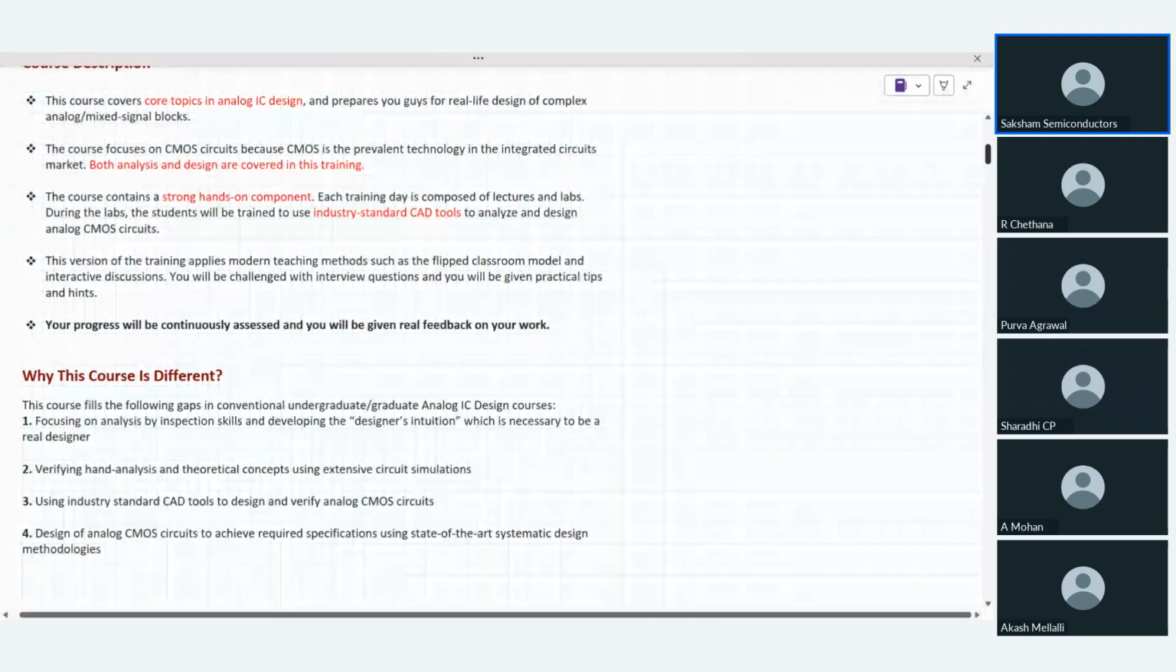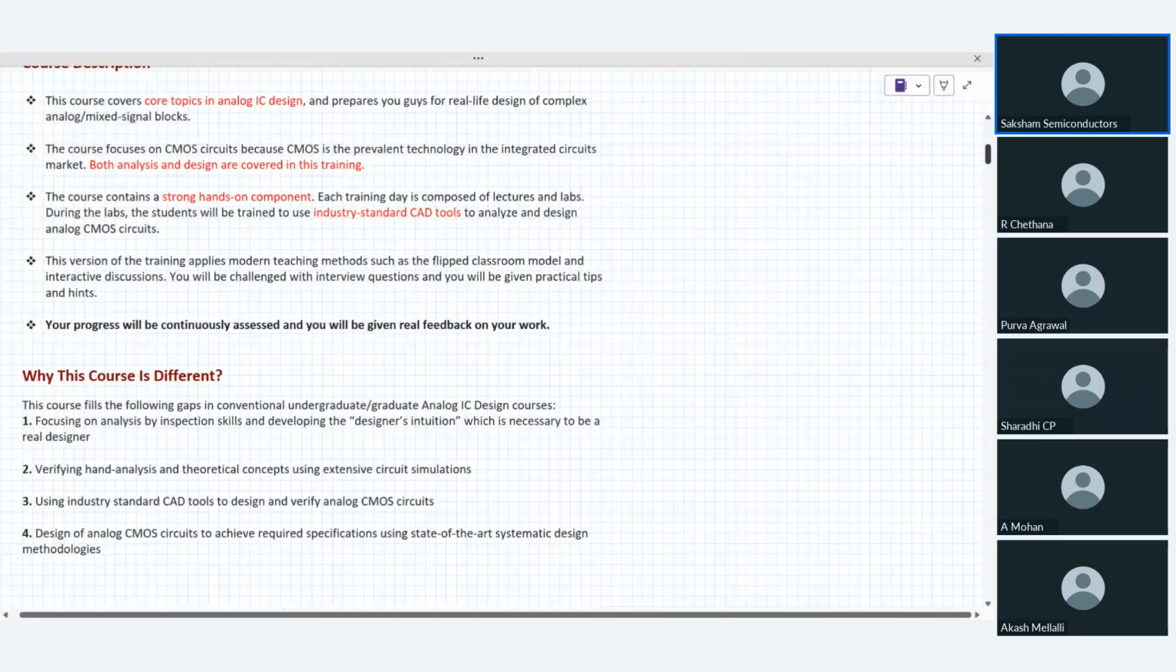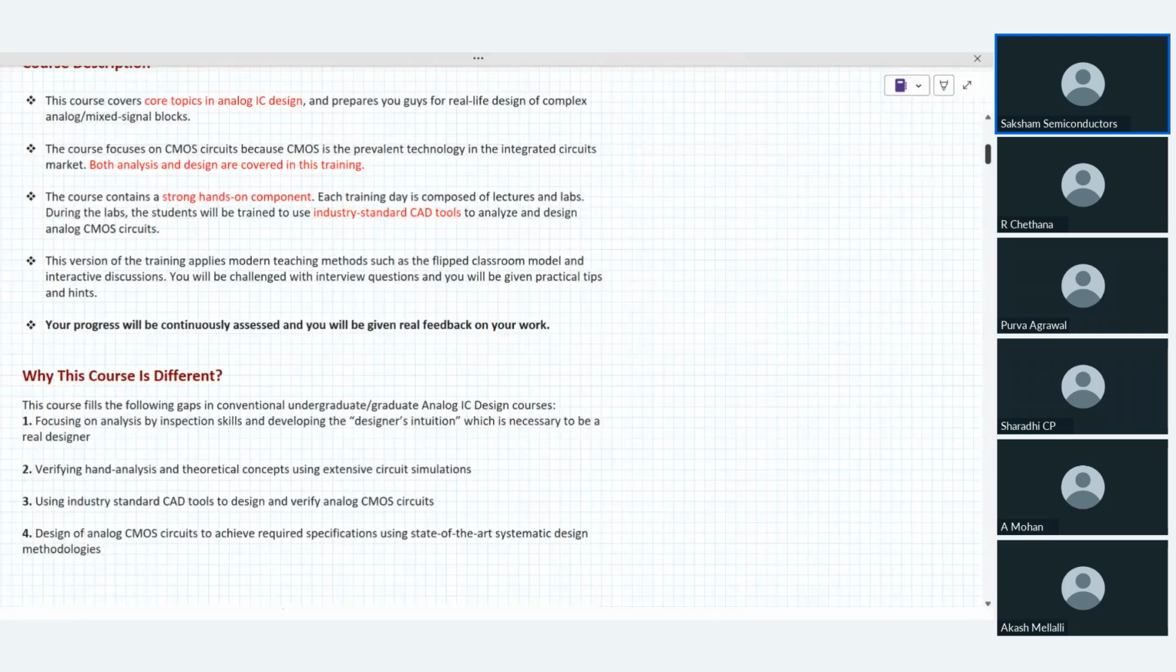Like I was mentioning, we are going to ensure that we design the entire circuits through analysis by inspection skills. We'll do the hands-on and theoretical concepts using hand analysis and circuit simulations. Of course, we'll be using the industry standard tools, and then we'll try to do the projects or the assignments right from the specification stage till the outcome stage.